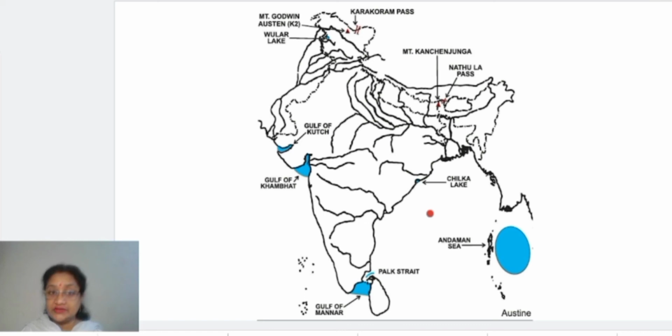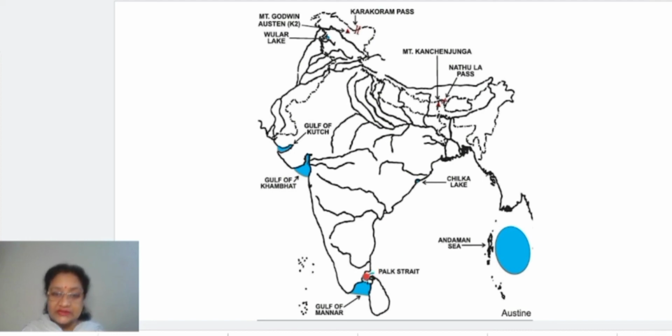Now what is a strait? Strait you must have studied about this earlier. Strait is actually a narrow water body which is separating two big land masses, or the other way we call it, a strait connects two big oceans or seas.